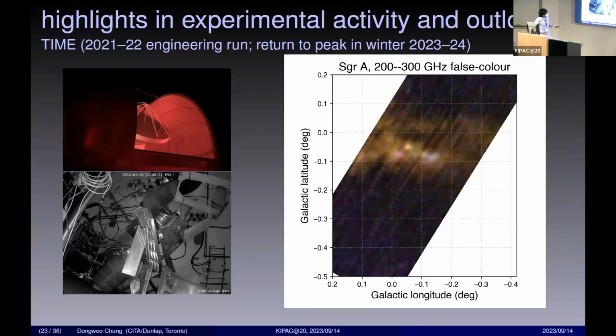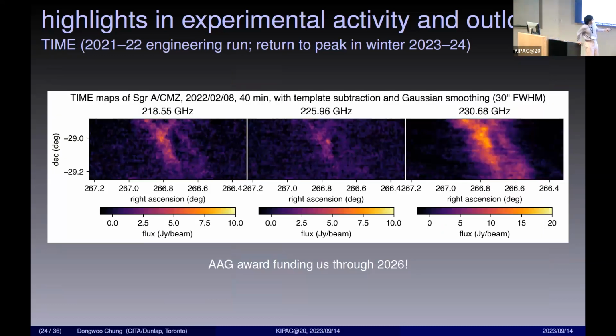Switching gears really quickly, TIME is also doing pretty well. The most recent engineering run, we demonstrated reasonable spectral imaging capabilities. So this is our commissioning image of Sagittarius A, the central molecular zone. You can see there's a lot of orange. If you look at the individual channels, you'll see there's a lot of CO flux because it's the central molecular zone. And so thankfully, the NSF has decided to fund TIME through 2026 with an AAG. That allows us to return to the peak this winter, and we'll begin science operations soon enough.